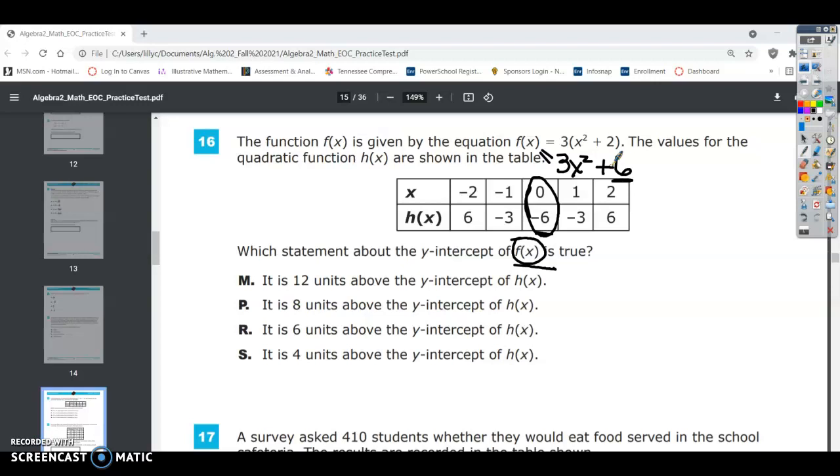just to make sure. So it is 8 units above. Well, it can't be 8 units if it's 12 units, and it's not going to be 6 or 4. So the best answer here, or the only correct answer here, is going to be M. So for number 16, the correct answer is M.